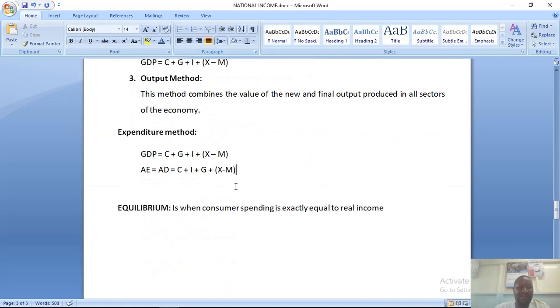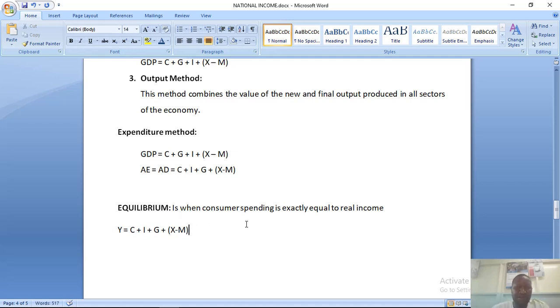So what we're saying is that at equilibrium, income must be equal to C plus I plus G plus net exports. So at equilibrium, income must be equal to consumption expenditure plus investment expenditure plus government expenditure plus net exports, which is exports minus imports.